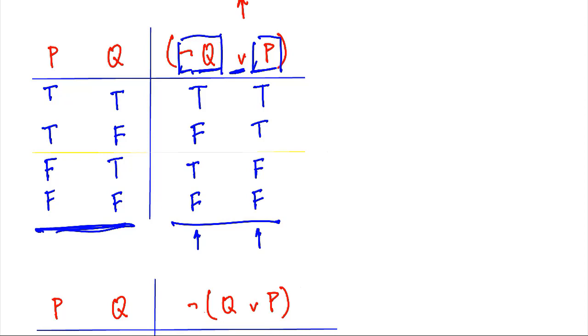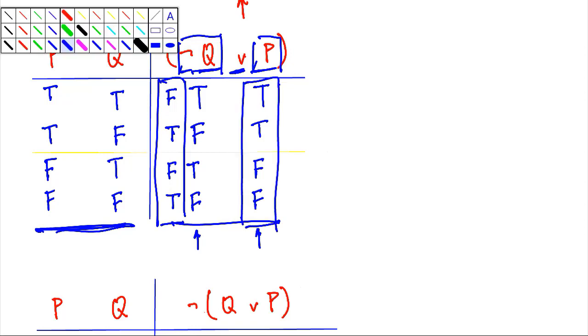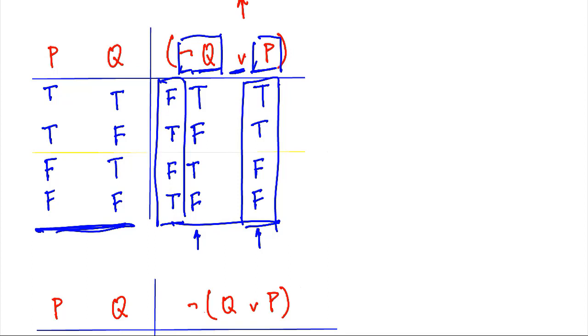Okay, so we start with not Q. So that's just going to be false, true, false, and true. Okay, so now we're looking at this column and this one. Okay, so false and true, that's going to be a true here. True and true, that's going to be true. False and false. Both sides of the disjunction are false. The whole sentence is false. And true and false, that's going to be true.